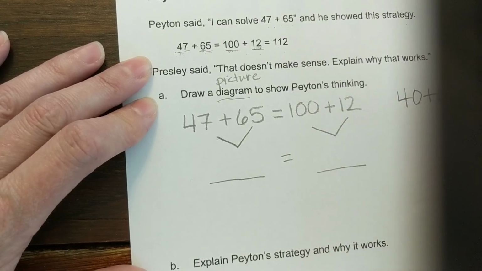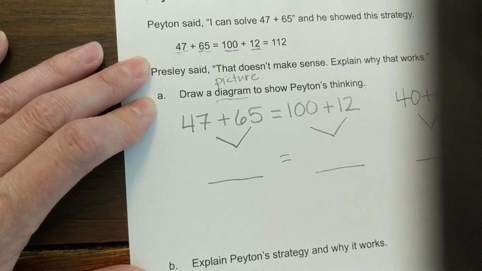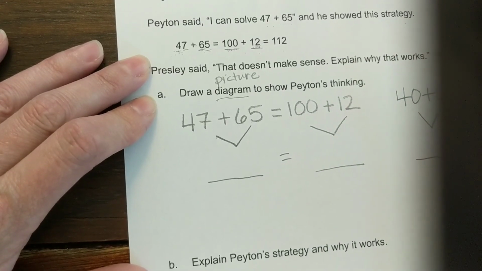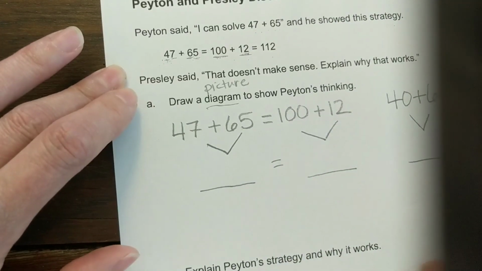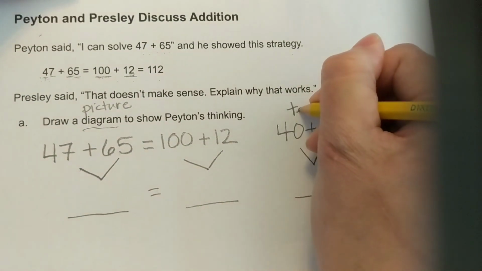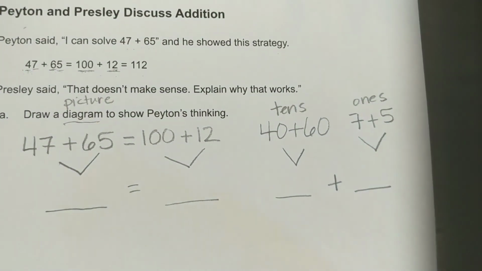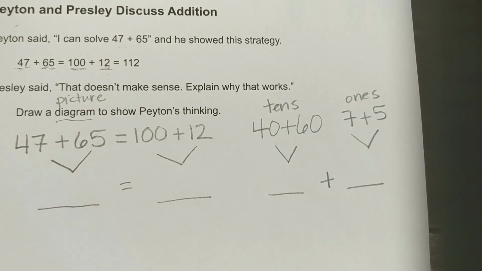Maybe 40 plus 60, she figured that out, and then she took that answer and she added it on to the 7 plus 5. So that could be a way of showing your work as well. She added the 10s together, and then she added the 1s together. All right, I want you to finish this and explain why this works.